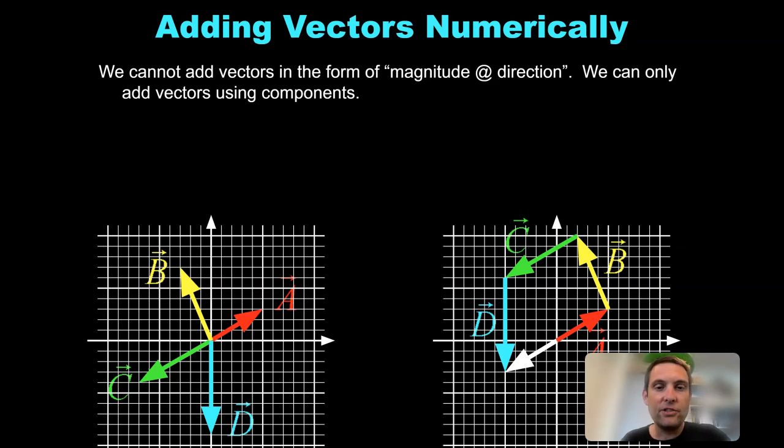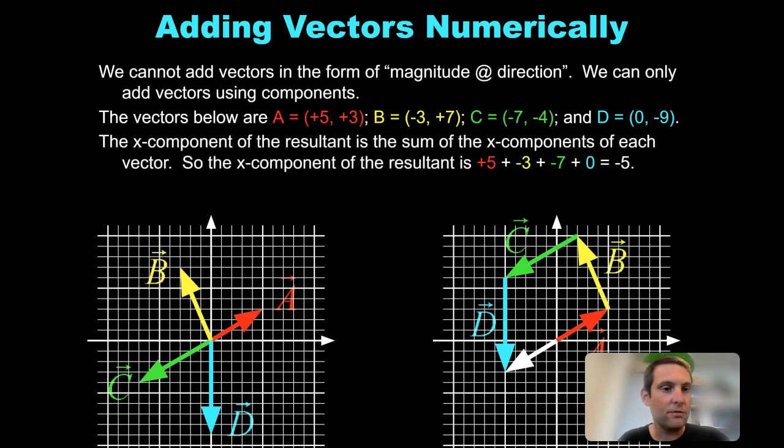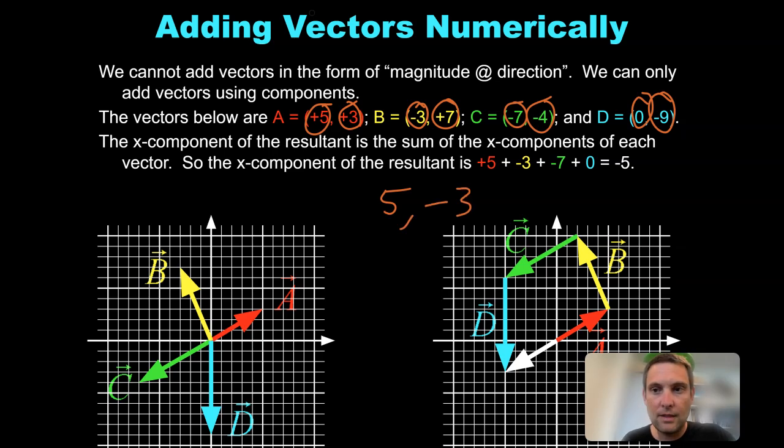We cannot add vectors in the form of magnitude and direction, but we can add vectors using components. Looking at all of the vectors below, there's all the components. You can read them for yourself. The x component of the resultant is the sum of the x components. So 5, -3, -7, and 0. So this tells me my resultant is going to be 5. Then my y component is going to be 3, 7, 10, 6, and -3.